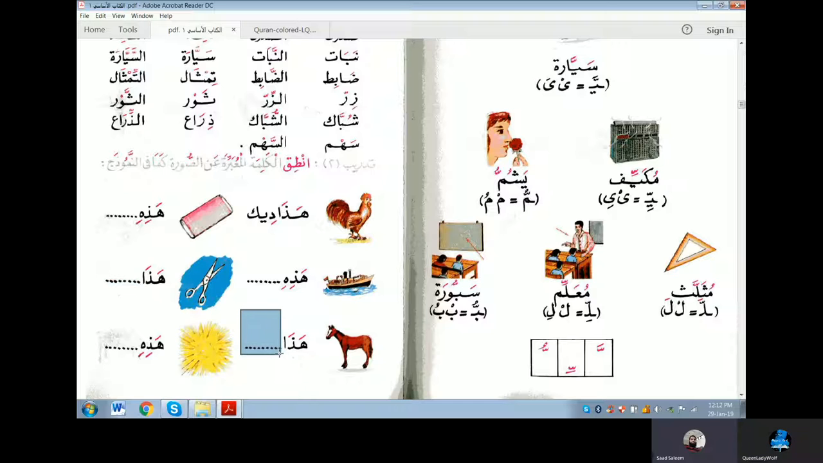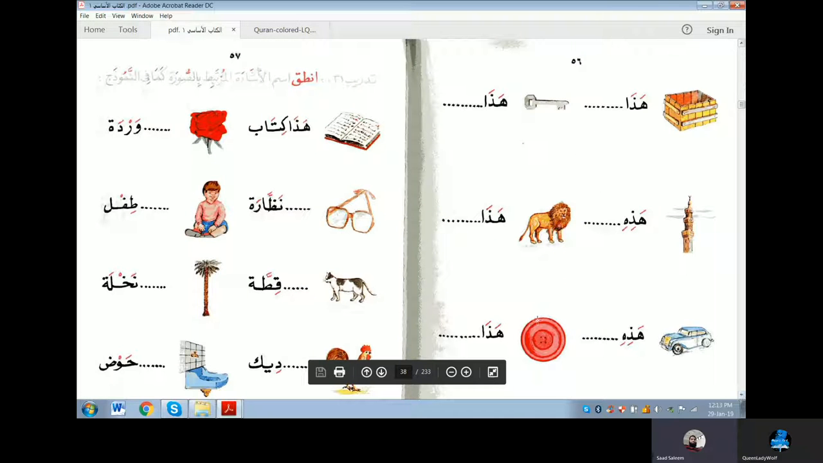Then next. Haza Hisan. Yes, Haza Hisan. Good. And the sun, this is the sun, is Hazihi Shamsu. Good. So after the class, fill in the blanks and send them to me so that I can check.